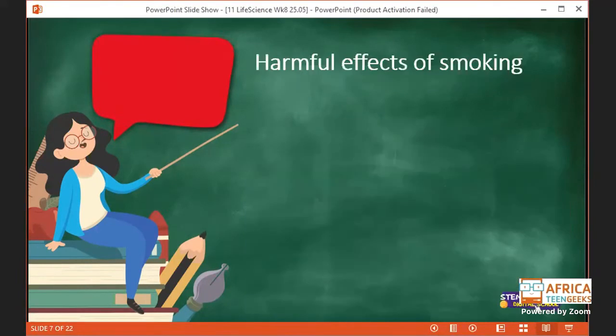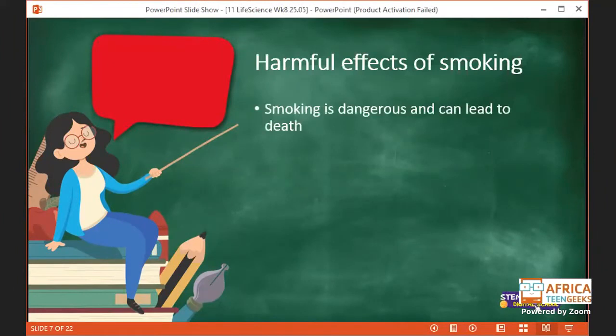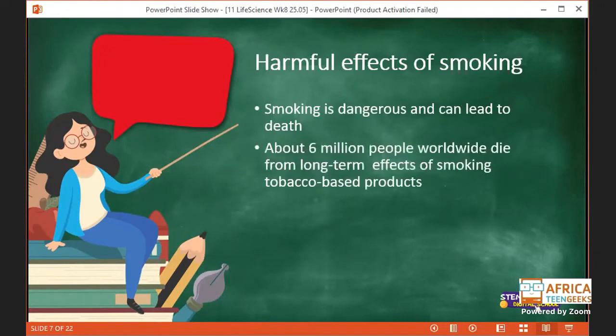So let us look at the harmful effects of smoking. Smoking is dangerous and it can lead to death. About 6 million people worldwide die from long-term effects of smoking tobacco-based products. So again, let me mention this: when we're talking about smoking, we'll be focusing mainly on cigarettes, okay?